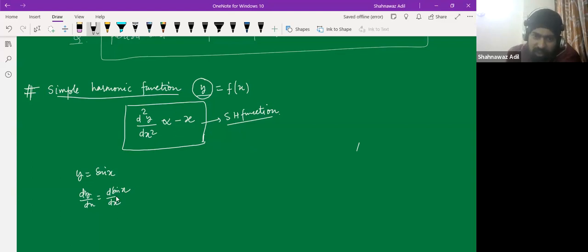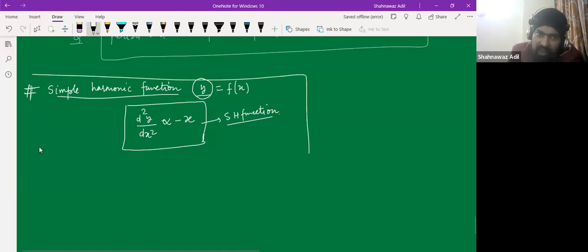Yes, sir. What is the differentiation of sine x? Minus sine. No, wait. X raised to minus 1? That is an algebraic function. Forget about algebraic function. This is nx^(n-1) d by dx, so this is an algebraic function. Okay, so let me revise that. Oh, it's cos x. Right. Yeah, so it is cos x. So this is called the simple harmonic function, right?